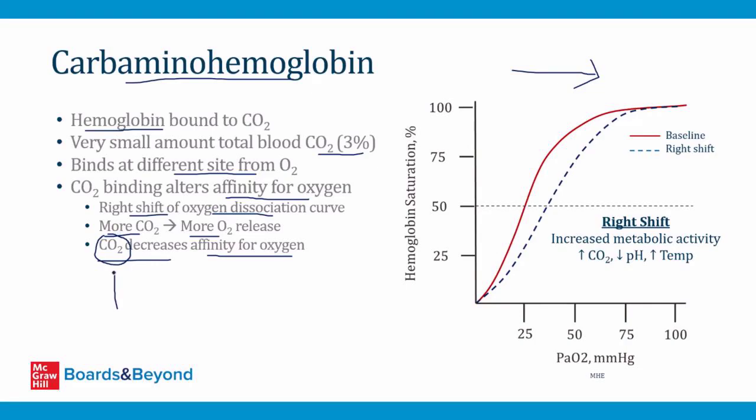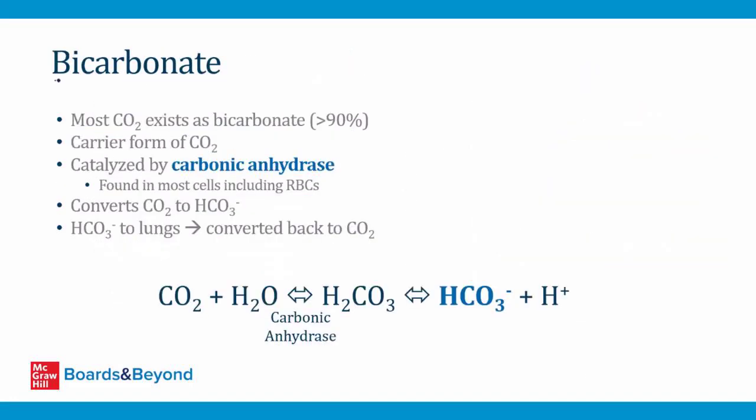So anytime hemoglobin starts to bind carbon dioxide, it knows there's a lot of metabolism going on. And so it will decrease its affinity for oxygen and release more oxygen. And that's what is shown by this rightward shift here in this picture on the slide, which I talk about in detail in the video on hemoglobin. Okay, now let's talk about bicarbonate.